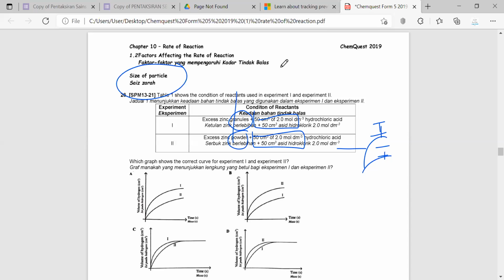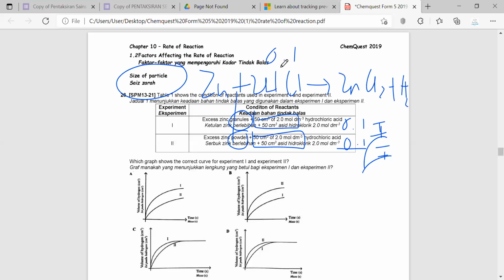50 times 2.0 divided by 1000. What do you get? 0.1 mole. Okay, 0.1 mole. Here also will be 0.1 mole. Okay, so teacher's going to write down the equation for you. All right, you're going to get zinc chloride plus hydrogen gas, H2. So this 0.1 mole is my hydrochloric acid, for both sides. Now if here is 2 moles, give me 1 mole of hydrogen gas. 0.1 will give me 0.05 moles of hydrogen gas.